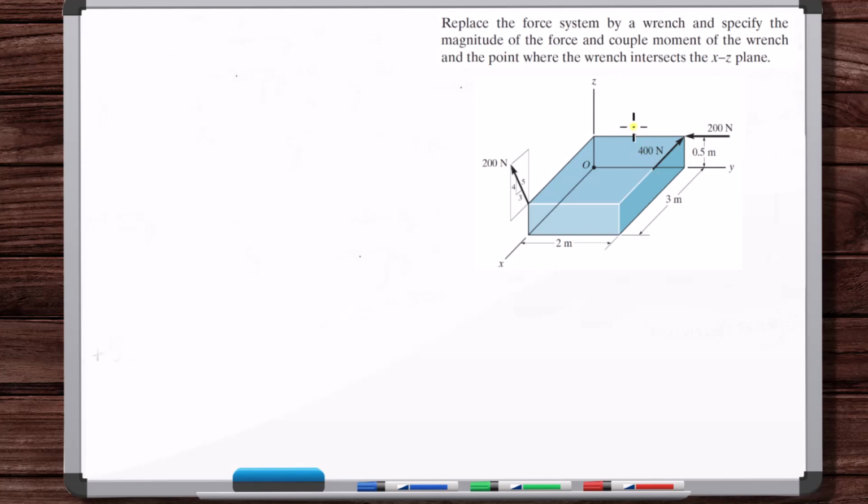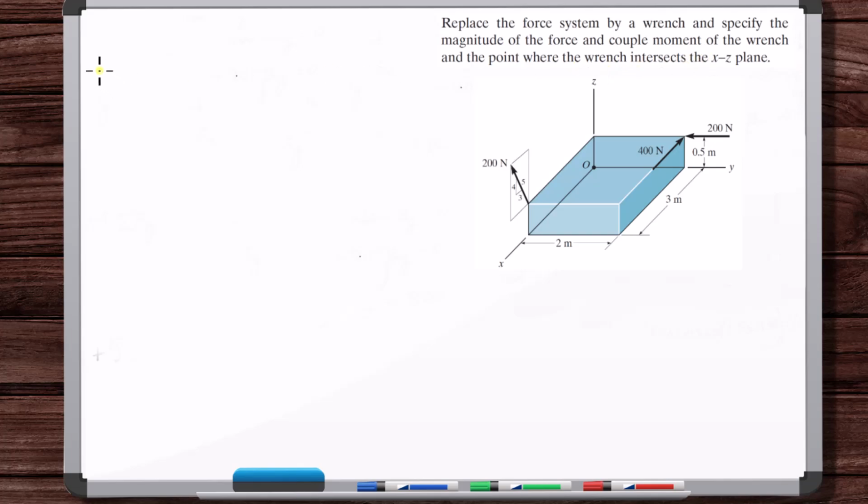use the line of action. We know the line of action of the wrench. We know a starting point, the tail of it. We can find a line in 3D space and see where that line intersects the XZ plane. And that's how we'll answer this part of the question.